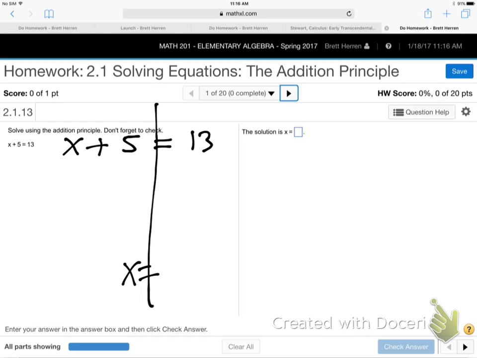How do I get rid of that plus 5? You do the opposite. If you have a 5 added, then you subtract a 5. And I do it to both sides and draw a line. So see what I'm doing there, guys? I'm doing the opposite of whatever's next to x.